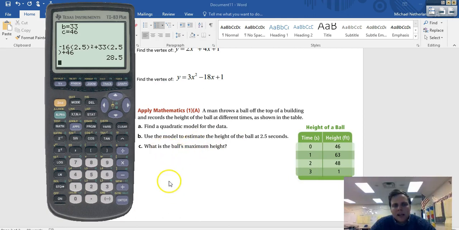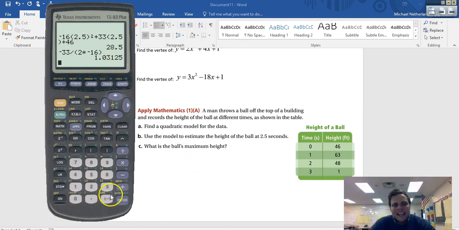What is the ball's maximum height? Remember, we got to find the vertex. So we got to do negative B divided by 2 times A. Whoops, I'm going to mess up. I just got on to one of my 8th period students by doing it that way. And I am not typing this in right. Negative 33 divided by 2 times A, which is negative 16. And that gives me that number.